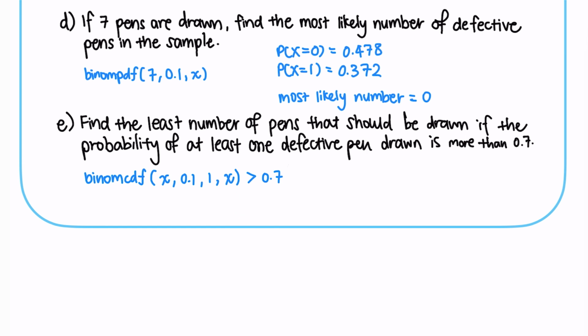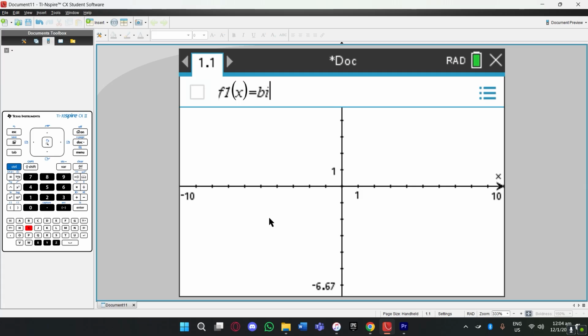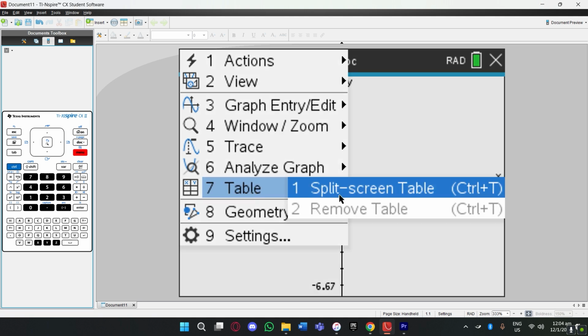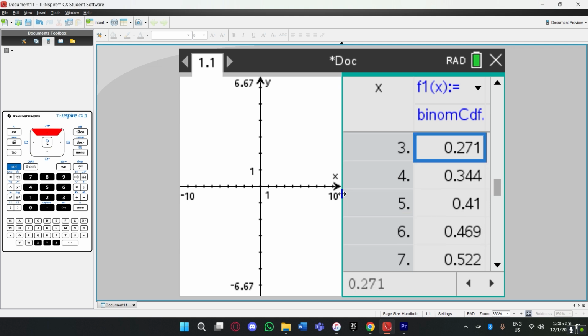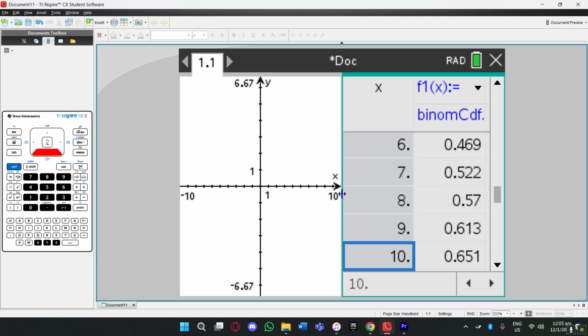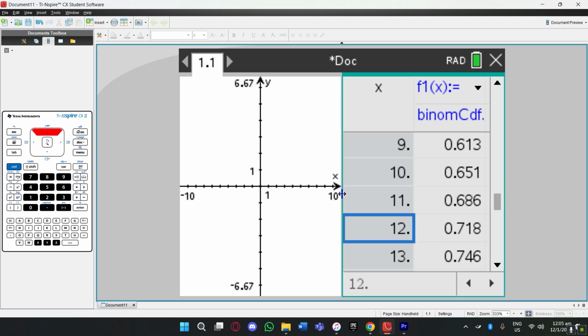So again, we're going to use our split screen method and plot this onto the graph. So let's type in binom CDF x, 0.1, 1, x into the graph, menu, table, and split screen table. Now this will vary the integer x again to give the probability of at least one defective pen, given a sample of, let's say, 1 pen, 2 pens, 3 pens, etc. We are trying to find the first value where this probability exceeds 0.7.